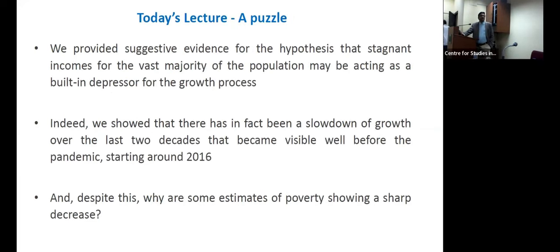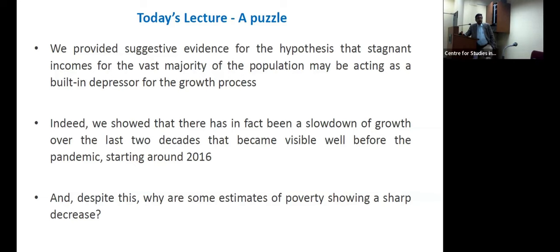So we also presented some suggestive evidence for the hypothesis that stagnant incomes for the vast majority of the population may be acting as a built-in depressor for the growth process through the demand, induced demand for labor, this kind of channel. And indeed, we also saw that there has been a slowdown of growth over the last two decades that became visible well before the pandemic, starting around 2016.